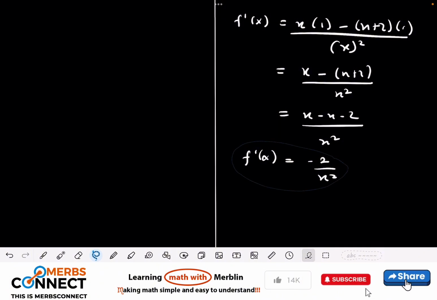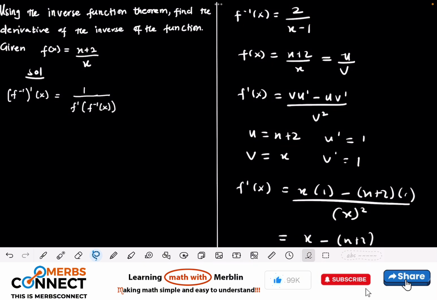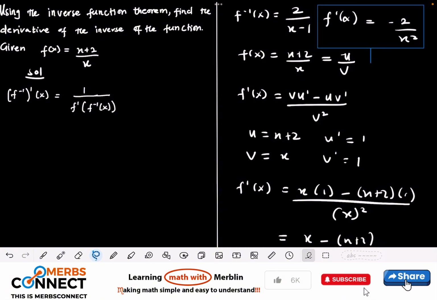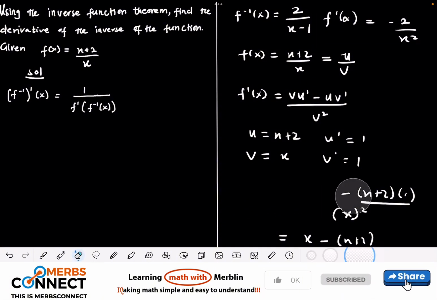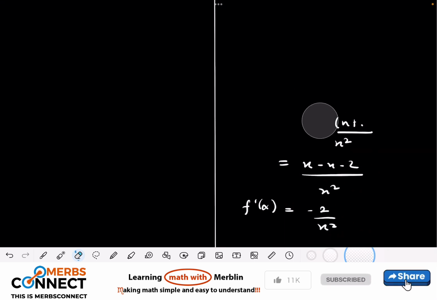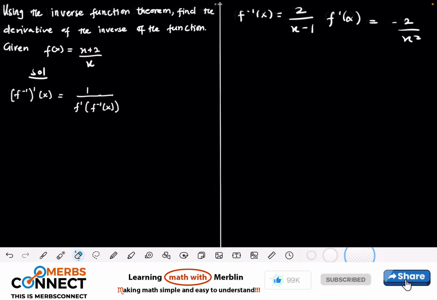Maybe I'll cut, or let me see, copy and paste it here. Good. Then I'll clean up the rest of the solution. Good. So now let's look at what we need to do again.